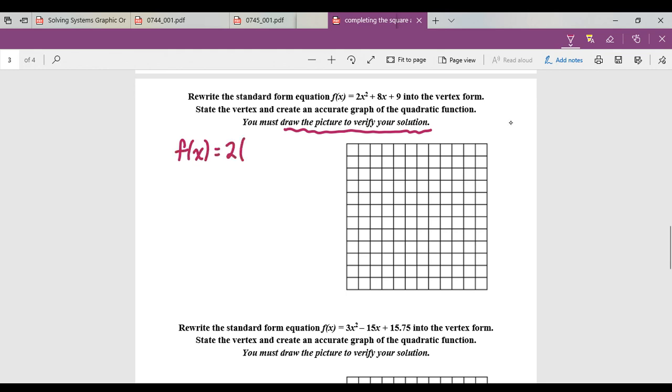I factor out that 2. So what would go in parentheses? You're going to factor it from the first 2 terms. X squared, and then 4x, good. And then our plus 9 just leaves, we leave it alone, stays outside the parentheses. Don't worry about it at the moment. And we're going to do a box for this stuff right here, what shows up in the parentheses.